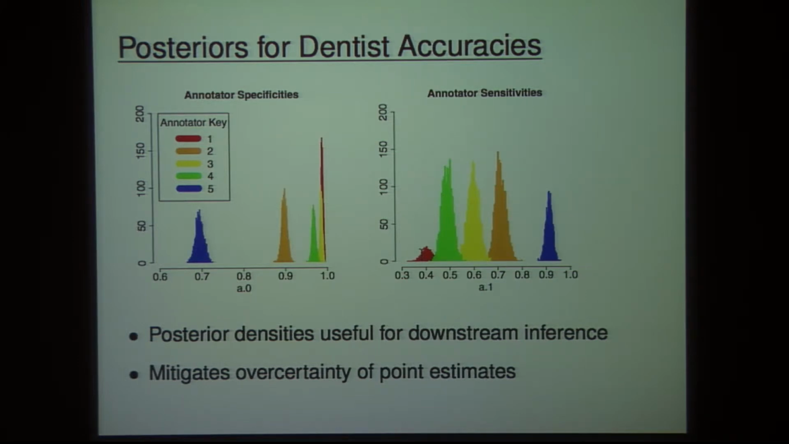Right, so that's the probability that you get. It's basically specificity, and the horizontal axis is just density. So it doesn't really have a scale other than it's a continuous density. So we're saying there that something like dentist 5 specificity is somewhere between 65% and 75%, but we're pretty sure it's centralized somewhere around 70%.